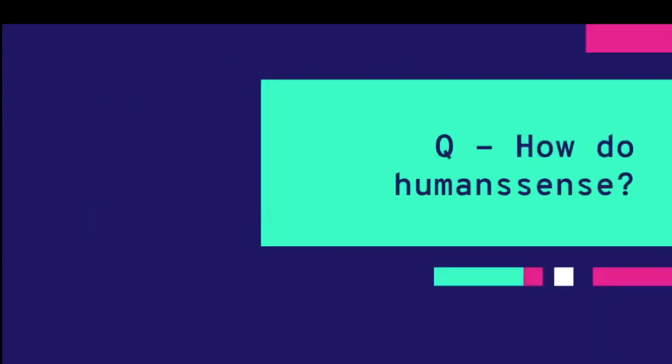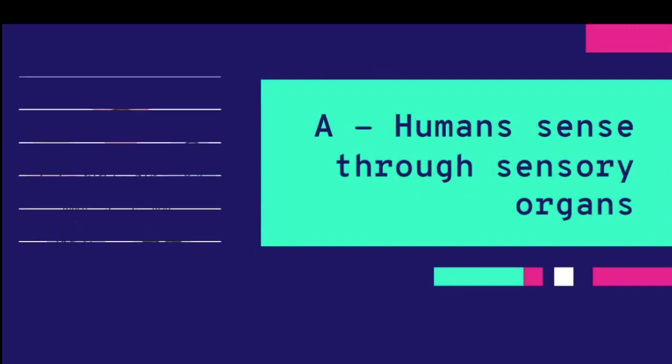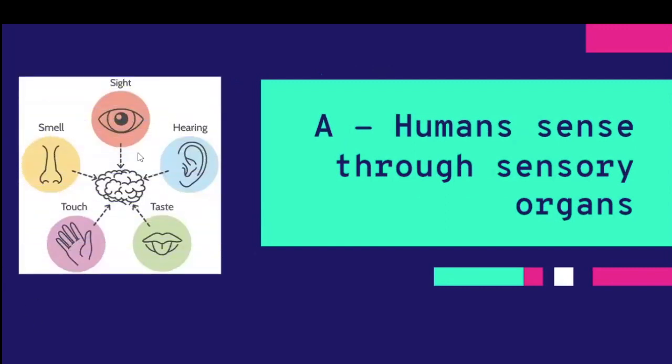Now, the third question is, how do humans sense? Humans sense through organs called sensory organs. We have eyes, ears, the tongue, the skin, and also the nose. These are the five main sensory organs that humans have. These are used to provide information to the brain to make decisions.